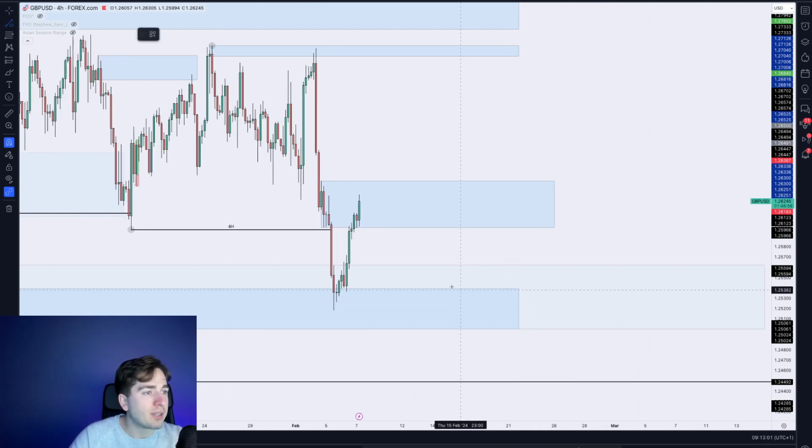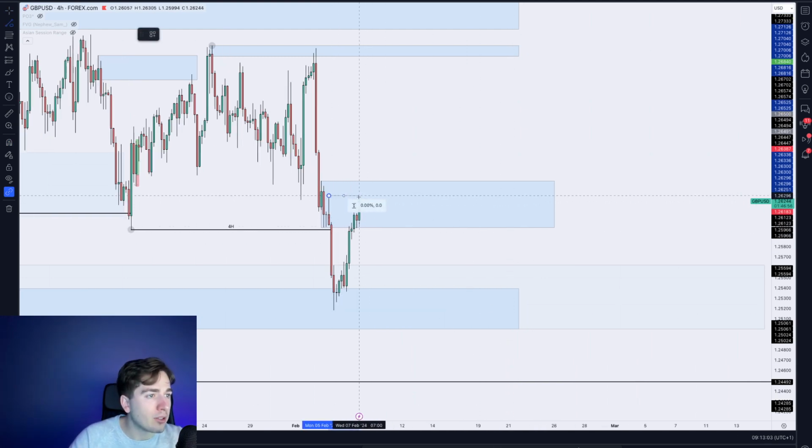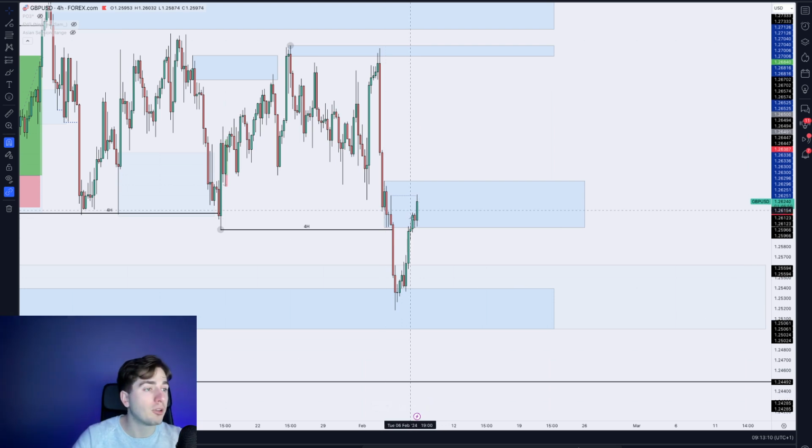What has now happened? Very interesting. We've now seen a 4-hour change of character, a bullish change of character over here on the 4-hour, meaning that we could potentially push up higher still for this pair. However, if we see a 4-hour change of character, what do you expect? You could expect kind of like a pullback, right? Just keep that in mind.